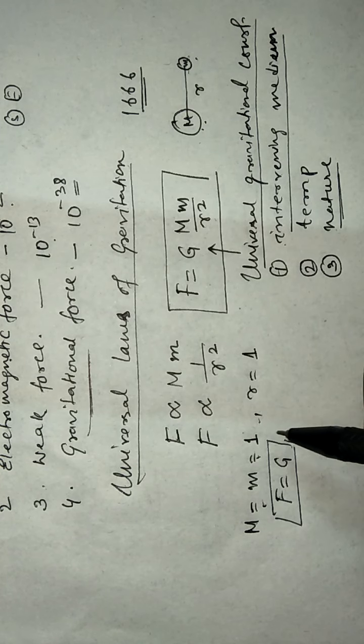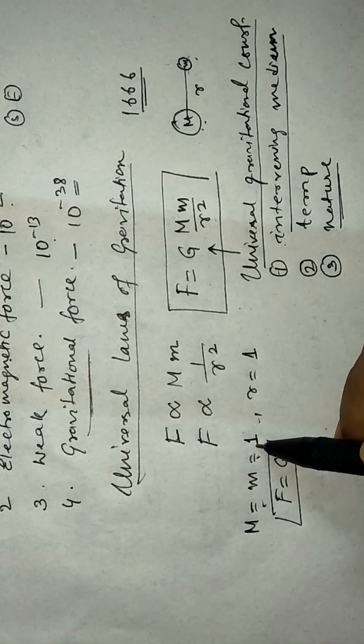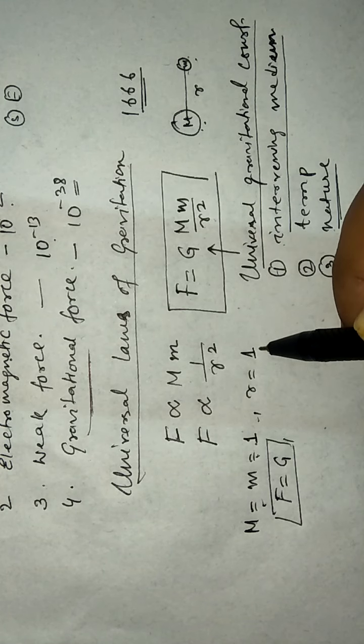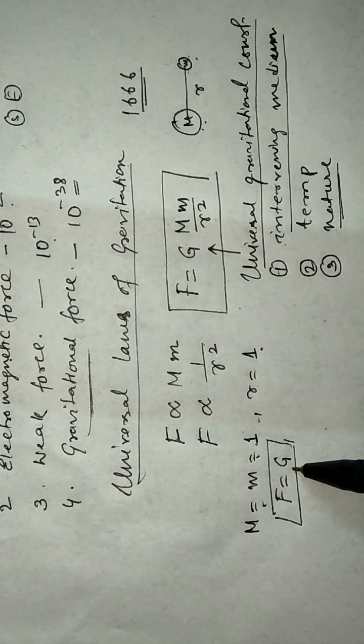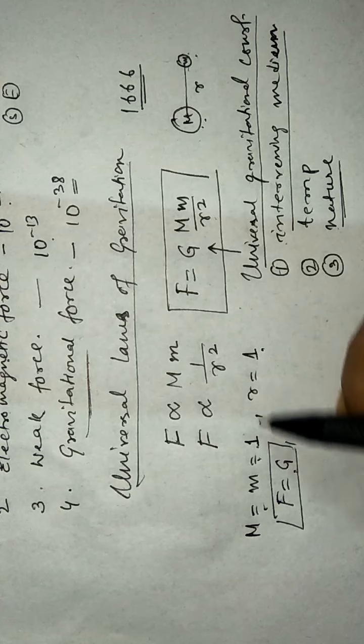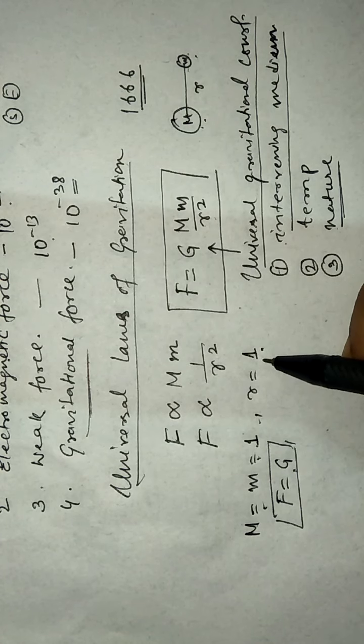The gravitational constant is defined as the force of attraction between two bodies of mass, it may be 1 kg or 1 gram or 1 unit, separated by a distance of 1 meter or 1 centimeter or 1 unit. So the gravitational constant is defined as the force of attraction between two bodies, each of mass say 1 kg, separated by a distance of 1 meter in SI unit.